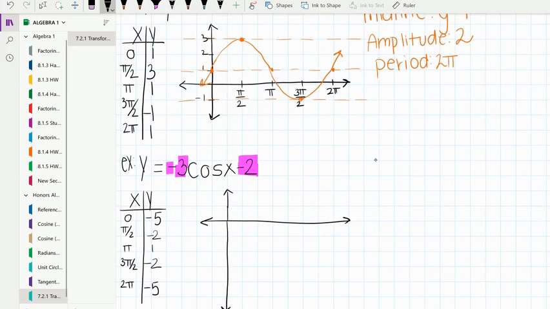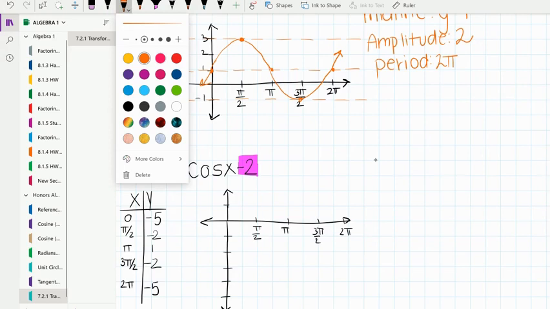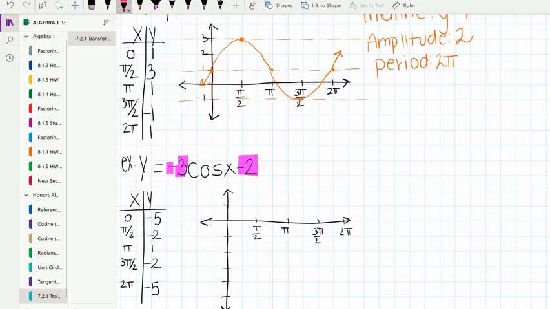All right. So again, I'm going to go by pi over 2, pi, 3 pi over 2, and 2 pi. And then these are just going by ones. So just like I did before, the first thing I am going to do is actually set up my midline. So my midline is at negative 2. So I'm going to go ahead and do a horizontal line at negative 2. And then my amplitude, even though it says negative 3, it's just 3. So when we're asking for the amplitude, it's just 3. So it goes 3 above the midline and 3 below the midline.